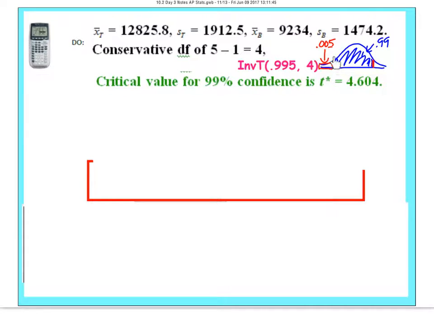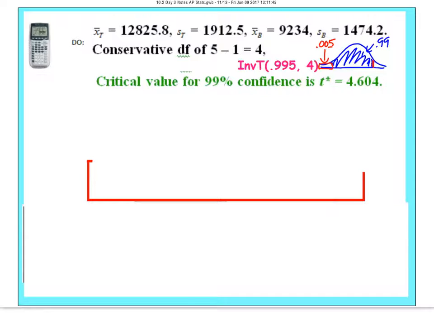Remember, we want to be 99% confident, which is the main area here, which leaves 1% left over, so there's 0.5% in each tail. So we really want to find the area under the curve at 0.995. And then we use inverse t because that gives us the t critical value at 4 degrees of freedom. And you get a critical value of 4.406.